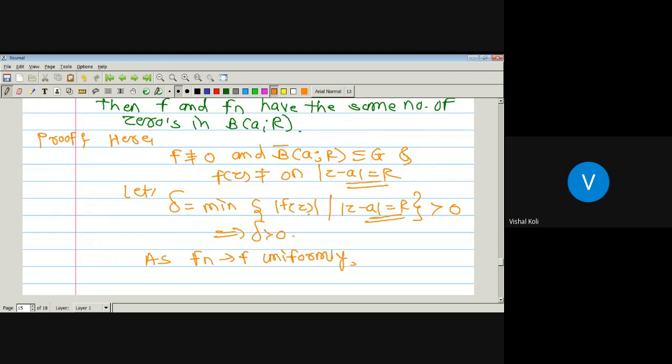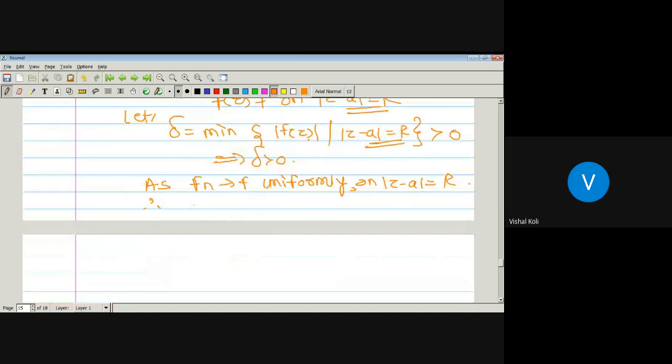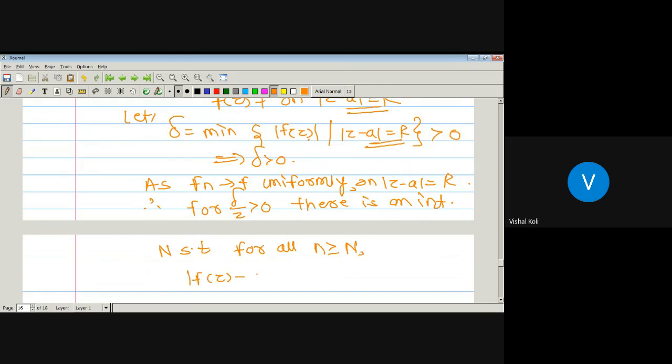Then by the definition of uniform continuity on modulus of z minus a equal to r, therefore for some delta greater than 0, therefore for delta upon 2 greater than 0, there is an integer capital N such that for all small n greater equal to capital N, modulus of f of z minus fn of z is less than modulus of f of z.